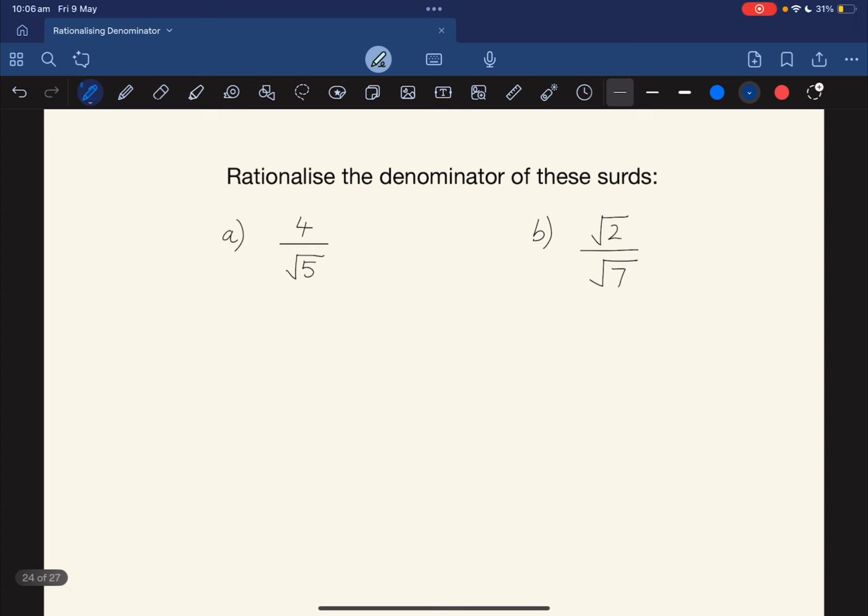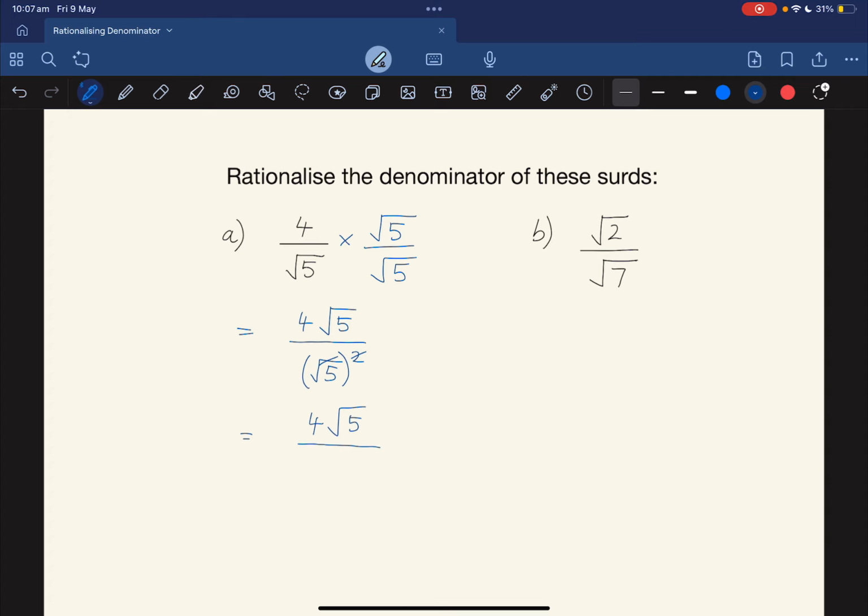Now, let's do it. 4 on root 5. We are going to rationalize the denominator, which means times it by that denominator on itself. And then numerator times numerator, denominator times denominator. That's how we multiply fractions. 4 root 5 over root 5 squared. And we know that a square cancels a square root on the denominator. So we're left with 5.